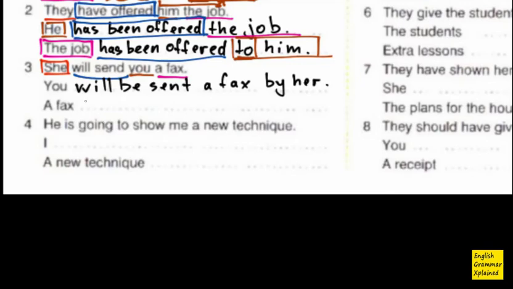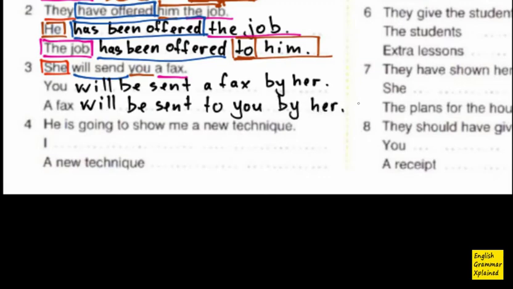Okay, number 2 with my direct object. A fax will be sent to you by her. And that's it. So what we have here, we have this indirect object here and direct object here, a fax. And my subject becomes an agent here and here, of course.